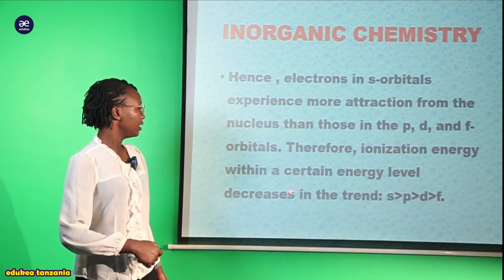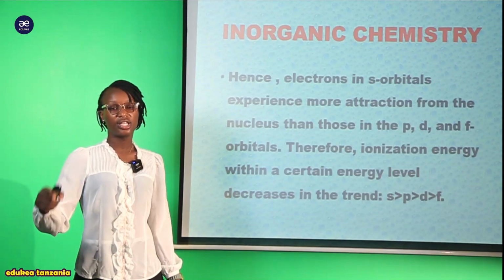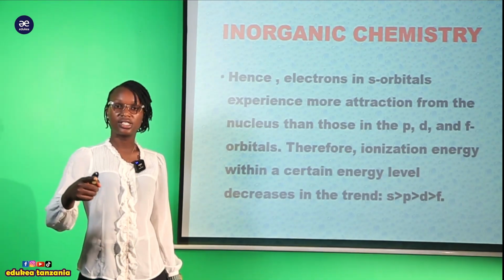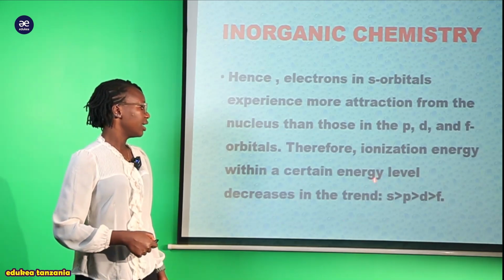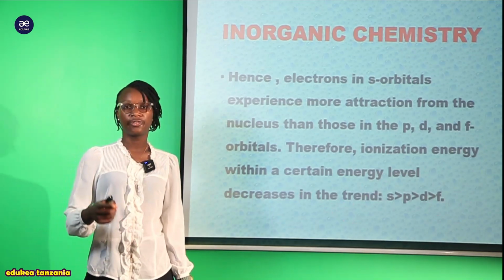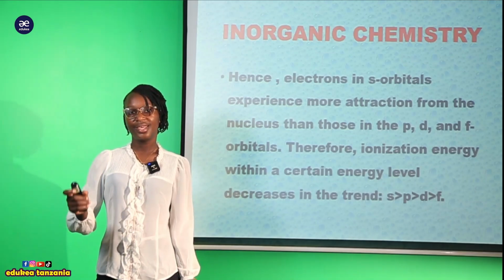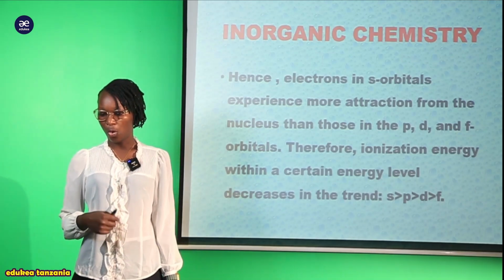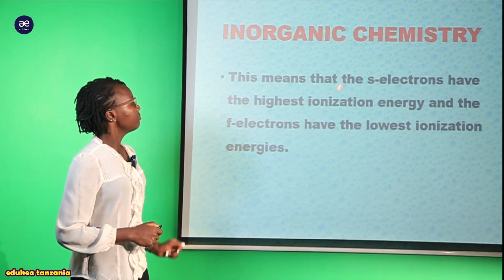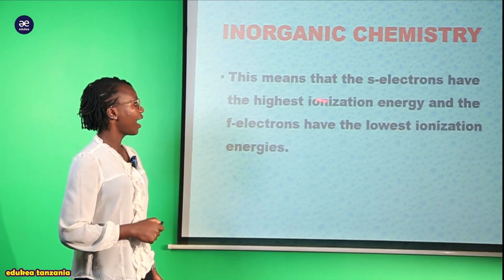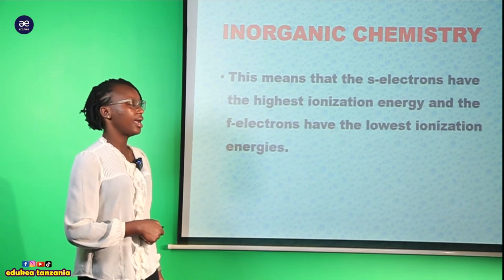So the ionization energy within a certain energy level. Sasa pale ambapo tunaangalia ile energy level within a certain, ina maana energy level ambayo ipo respective, itakuwa inadecrease in the trend of this one. We start from s electron or s orbital, then p orbital, d orbital, and finally the f orbital. So I hope that is clear for you. This means that the s electron has the highest ionization energy and the f electron has the lowest ionization energy.